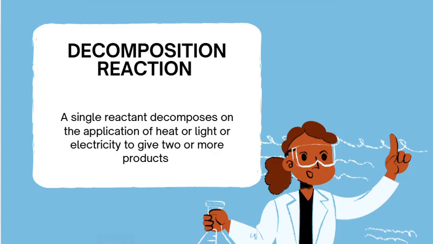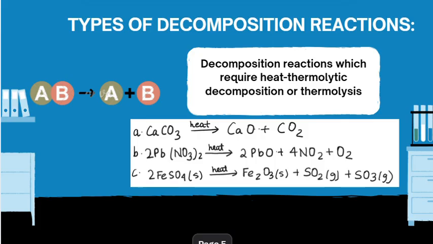The next type of reaction we'll be looking at is the decomposition reaction. What's the definition? A single reactant decomposes on the application of heat, light, or electricity. There are three ways: heat, light, or electricity, to give two or more products. Let us look at some examples under each type of them. The first one we'll be looking at is the decomposition reaction which requires heat: thermolytic decomposition, or thermolysis.